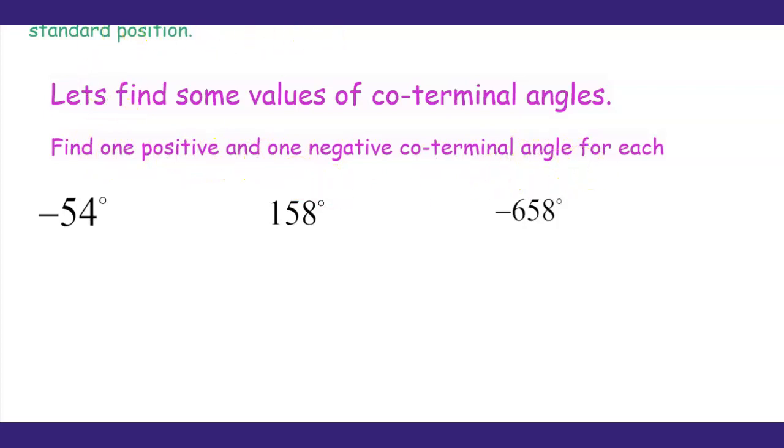Coterminal angles are really simple. Because they have the same terminating side, they're all the same. It's just adding more circles, or a 360-degree rotation. Let me show you.